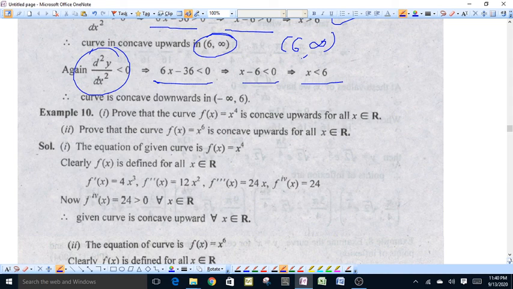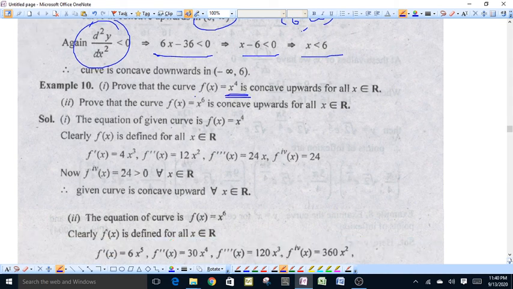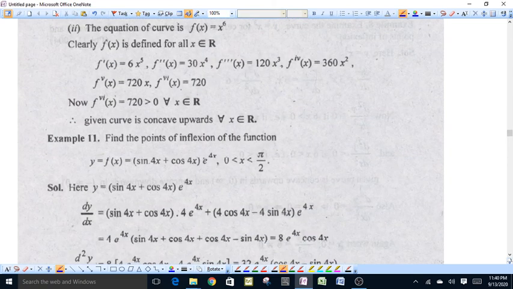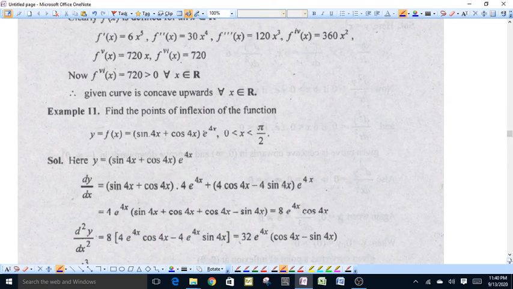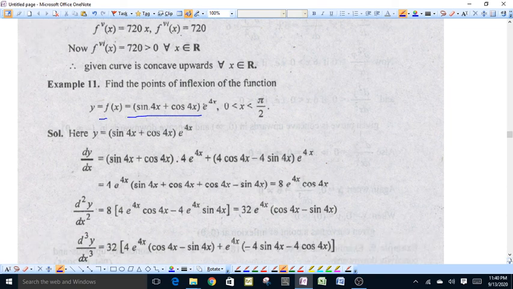Example 10 is the same as what we have already discussed in this video, and let us suppose another example which is different from the already discussed functions. Suppose y is equal to (sin 4x plus cos 4x) into e raised to power 4x.